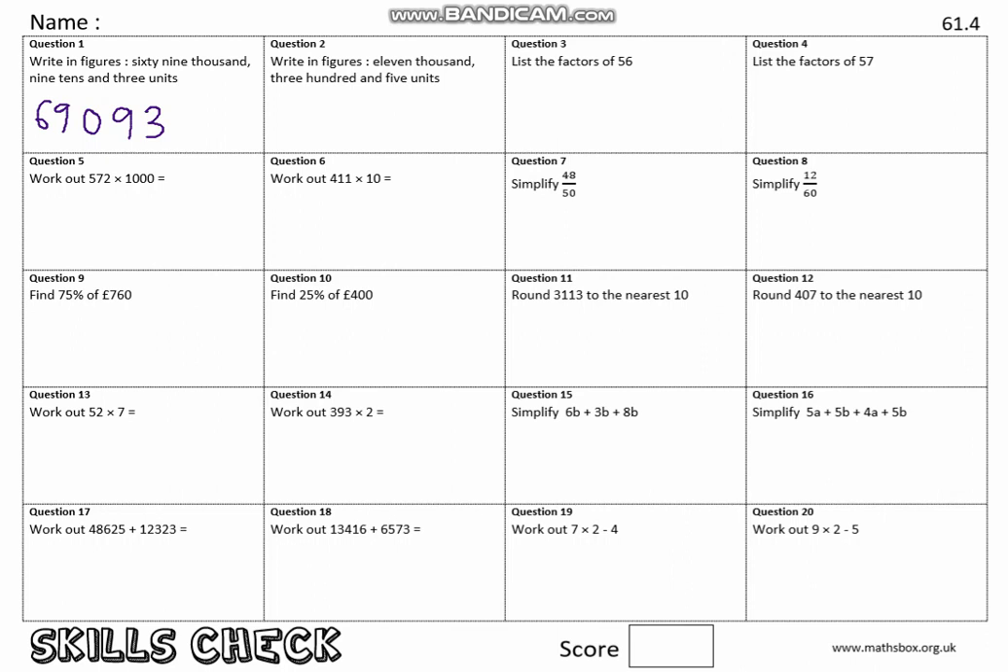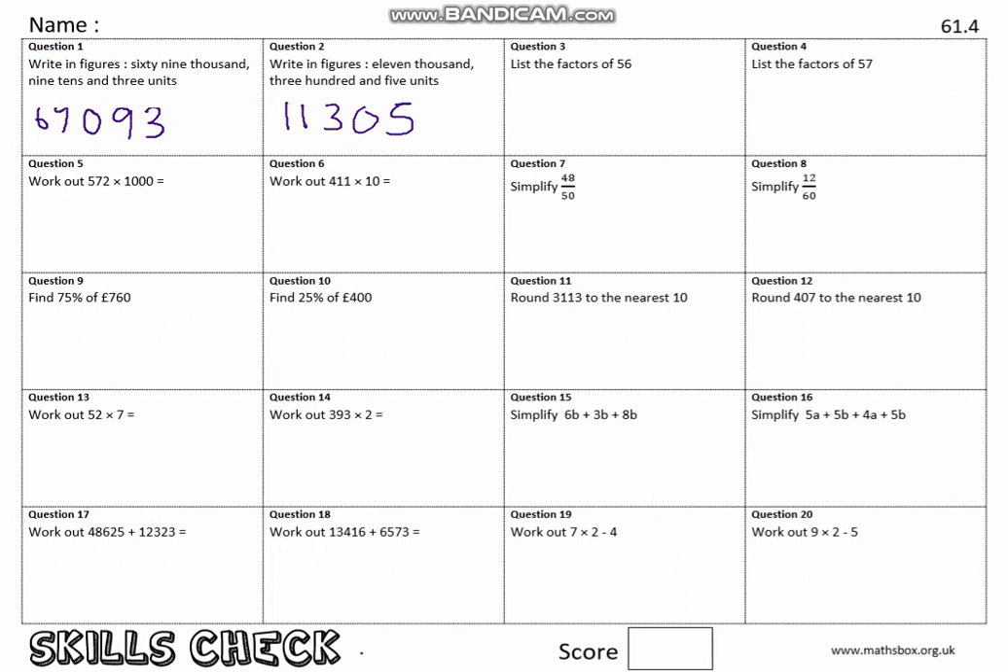Next one says 11,305 units. So we can start with our 11 because that's our first one. So we've got thousands, then hundreds, which we've got 3 of, so we've got 300s. Next should be tens, but we don't have any of those, but we've still got to write a 0. And then we've got 5 units at the end. So our final answer should be 11,305.